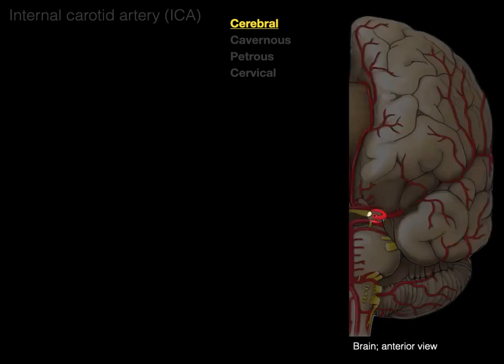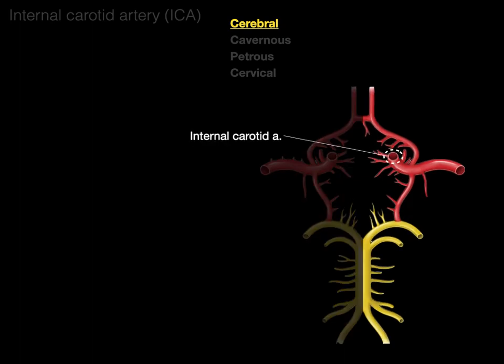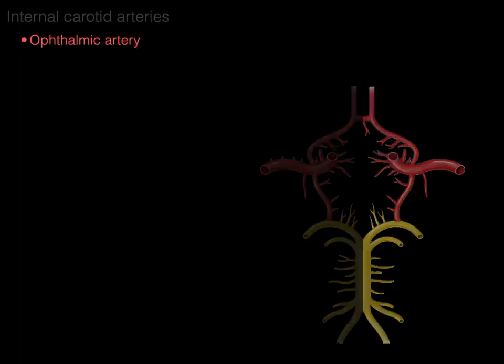And basically the cerebral part is that part right there where all the other branches that we're going to talk about come off. There is the internal carotid artery, the cerebral part. And one of the branches that comes off is called the ophthalmic artery, and as its name implies, goes to the eye.